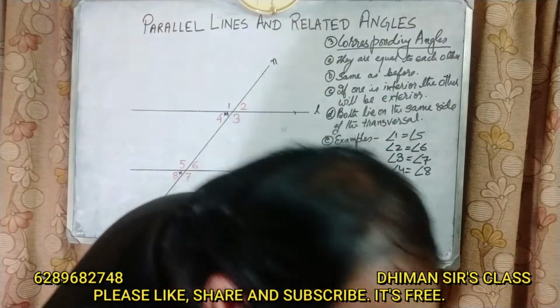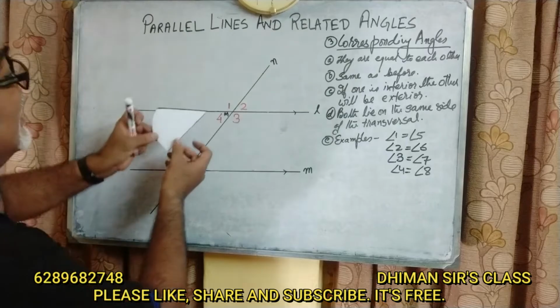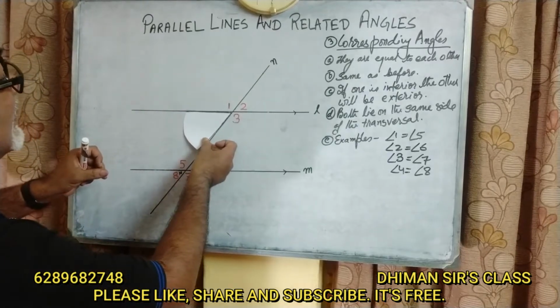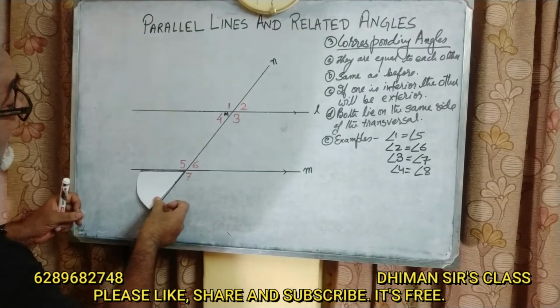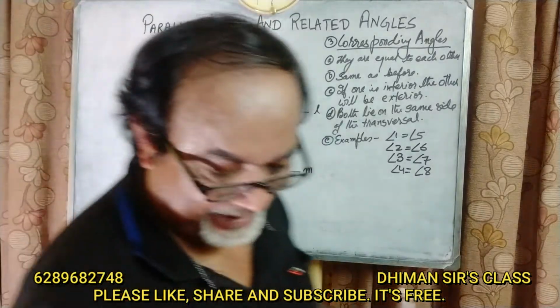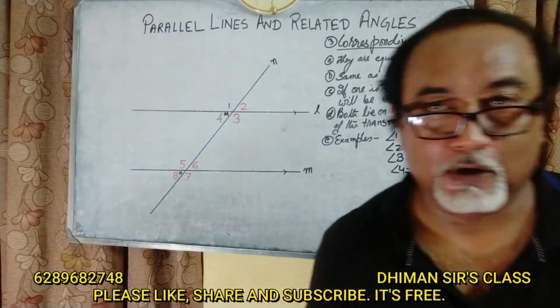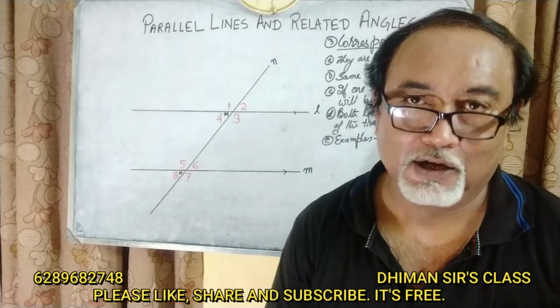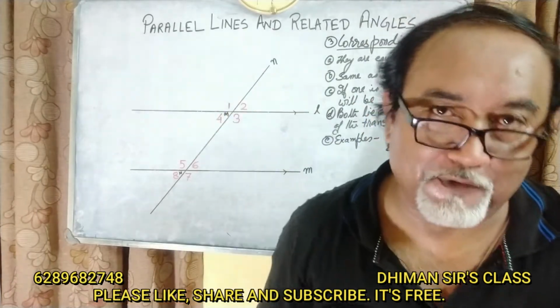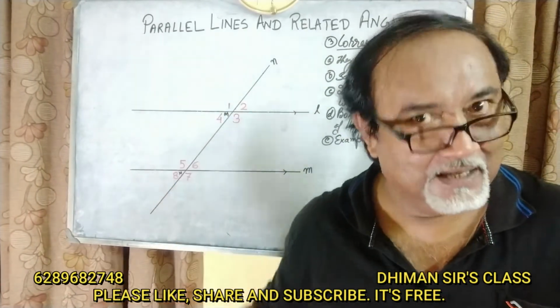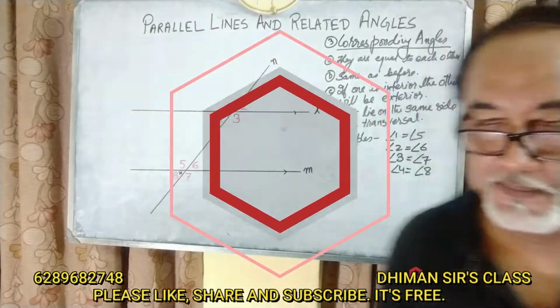Let us check up. See, this is 4 and this is 8. They are all matching. So we can say angle 4 is also equal to angle 8. So my dear students, please pause the video, note down the properties. Let's move on to the next one.